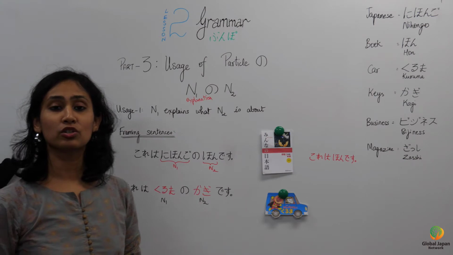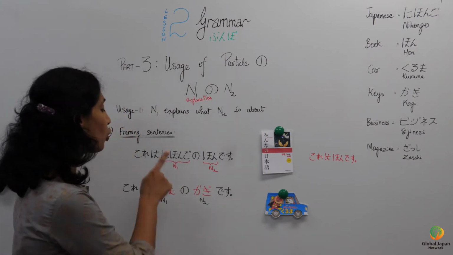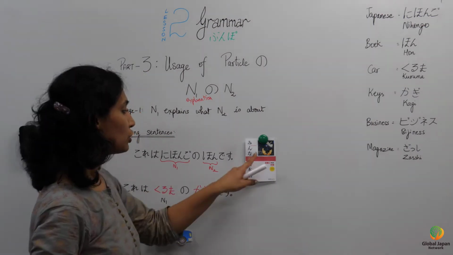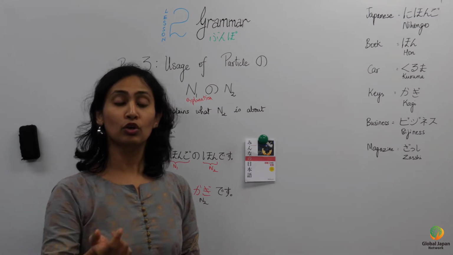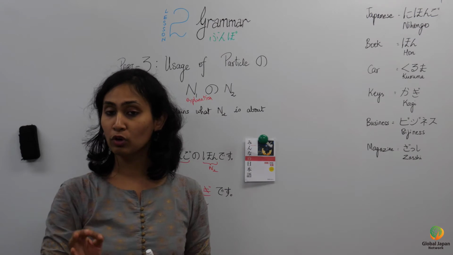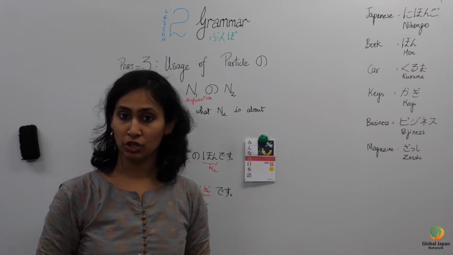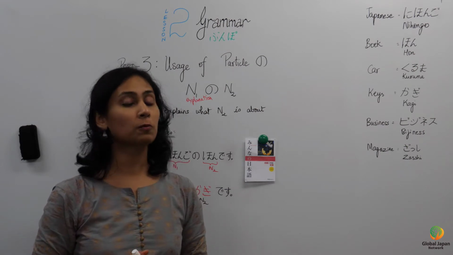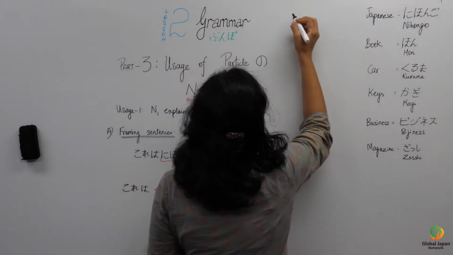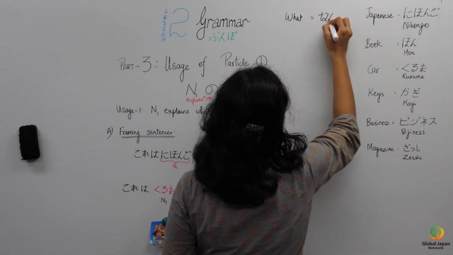Now that you have understood how to frame out sentences, let's see how to frame questions asking about these objects. So you can see a book here. You want to ask, what book is this? What is the interrogative word in English? In Japanese, what will be the equivalent word for it? What? What is the equivalent word for it? Nan.